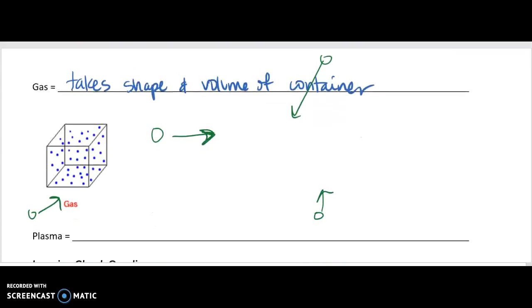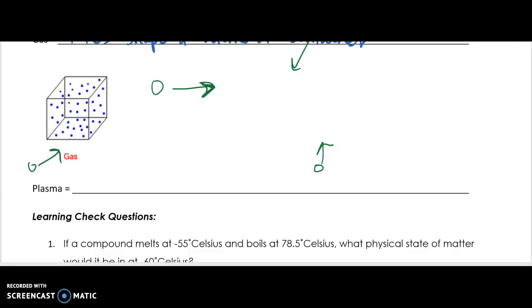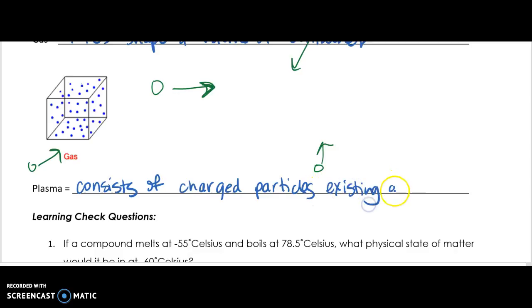The last thing I want to reference is plasma. I'm not talking about plasma TVs or anything here. But plasma, the definition is that it consists of charged particles existing at high temps. We're never going to see this in the classroom. This would be like particles in the sun. So that is the end.